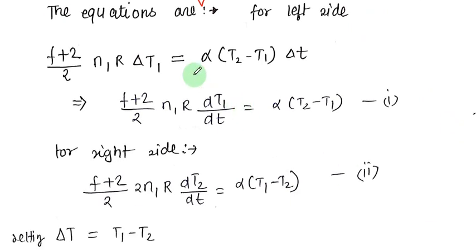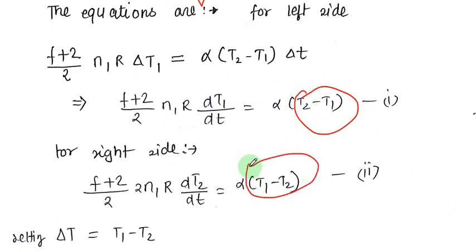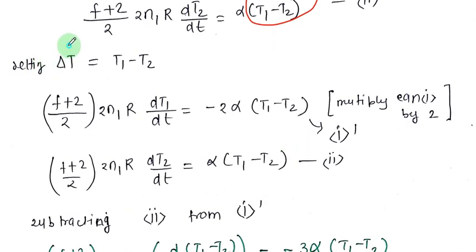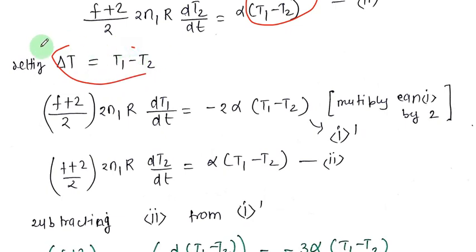If we see the left hand side of the piston, we equate the energy per unit time. We do that and find a differential equation in both the sections. Here you can notice that here it is T2 minus T1 and here it is T1 minus T2. According to the positive change, we put the values either T2 minus T1 or T1 minus T2. Now setting delta T equal to T1 minus T2, we form a differential equation by this method.